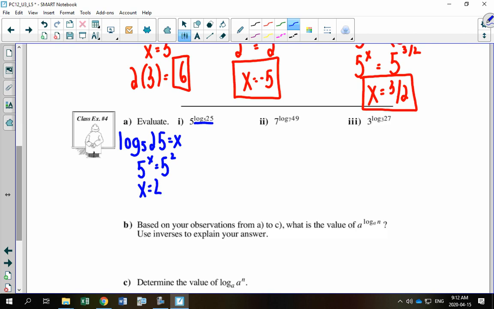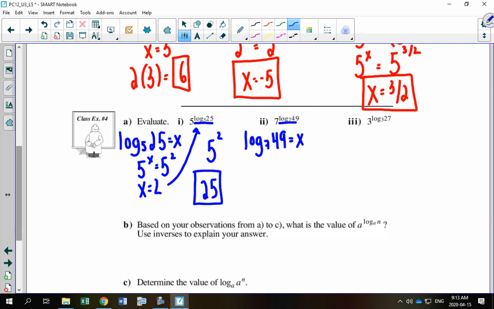But again, that's not our final answer. That just represents the exponent. So it's 5 to the power of 2, which is 25. Okay, with b as well, same thing. If we evaluate that little log, so log 7, 49 equal to x. 7 to the power of x is 7 squared, so x is 2. Again, that's not our answer. That's just what represents the exponent. So 7 to the power of 2, which is 49.